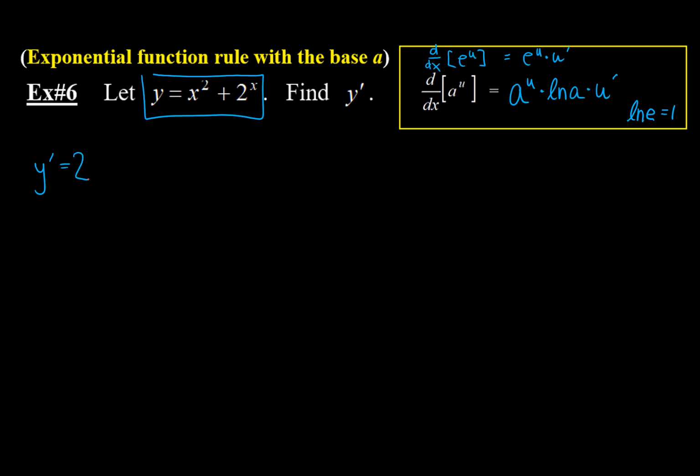Derivative of x squared is going to be 2x. Ah, the good old days.